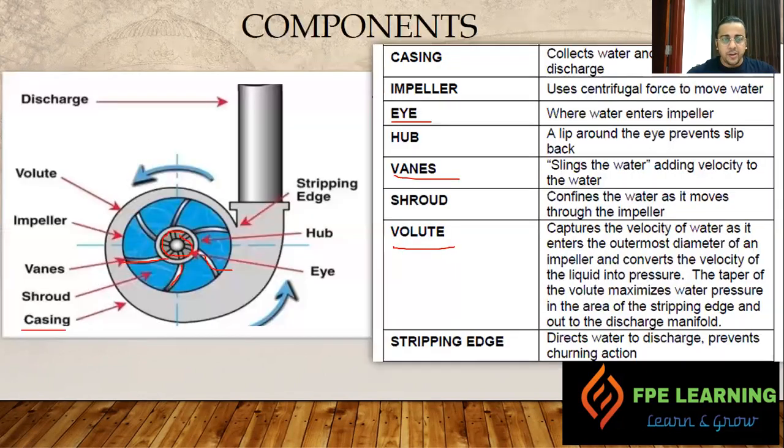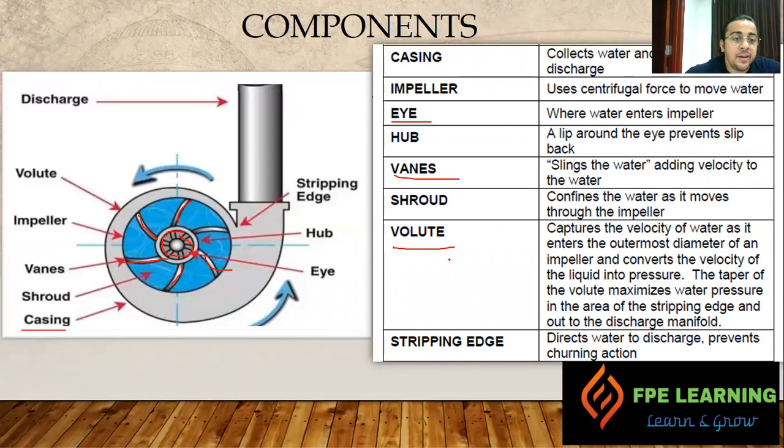Okay, so here we have the different components of a centrifugal pump. We have the casing, which collects the water and delivers it to the discharge. Then we have the impeller. These impellers use centrifugal force to move water, right? And these are the eyes of the impellers and the vanes, the number of vanes and all. The more vanes, the different properties. The vanes add velocity to the water while rotating with the shaft, rotating with the impeller.